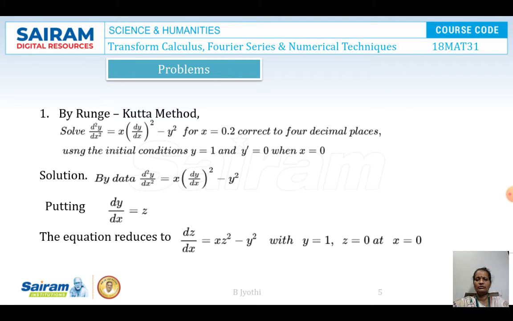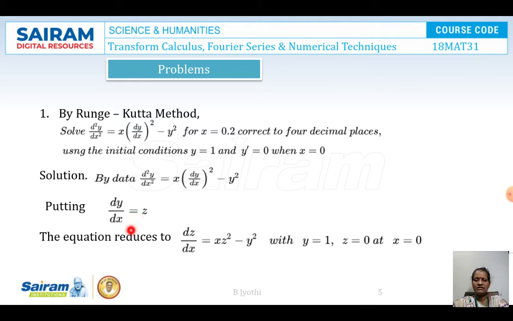By using the Runge-Kutta method, solve d square y by dx square is equal to x into dy by dx the whole square minus y square, for x equal to 0.2, correct up to 4 decimal places, using the initial conditions y equals 1 and y dash is equal to 0 when x is equal to 0. This is the given function.